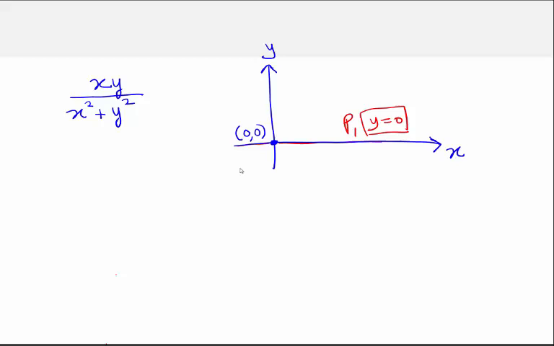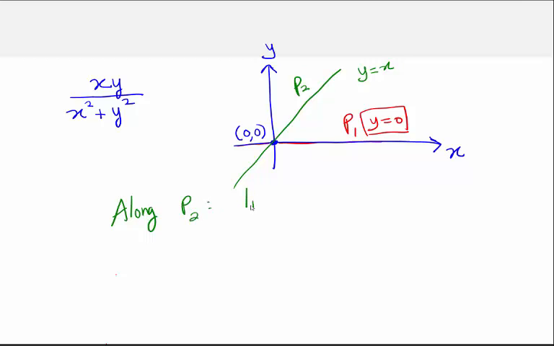Okay, the path that I'm going to choose now is the path y equals x. This is a straight line passing through the origin. So let's see what happens to the function along this path as we get closer and closer to the origin. Let me call this path P2 now.